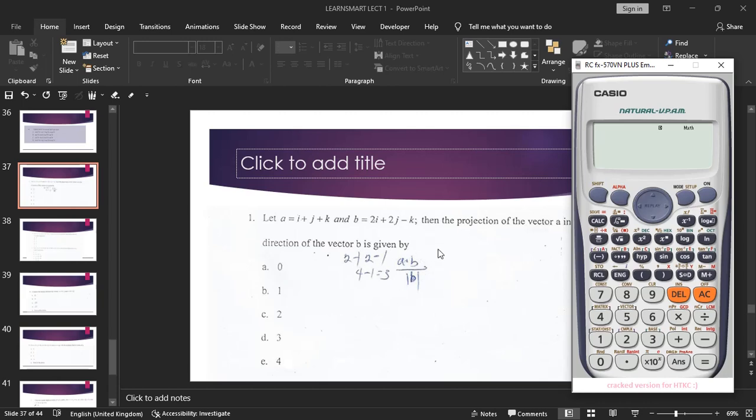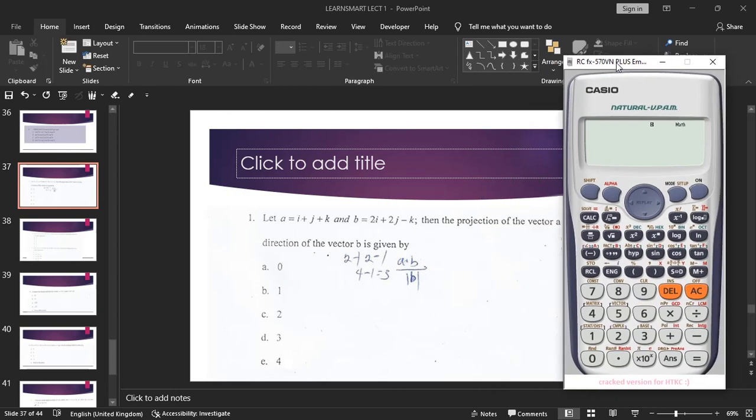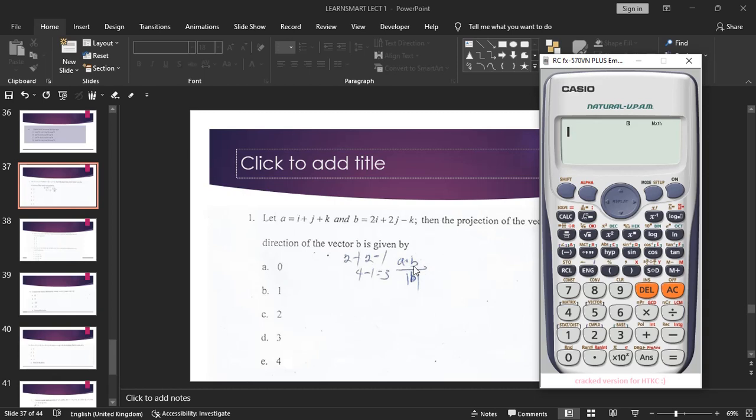So we know that the projection of vector A onto vector B is represented in this form. All you have to do is punch in your values, and then you arrive at your answer. So let's put the calculator in vector mode. Vector mode is 8. Click on 8 and then click on 1.